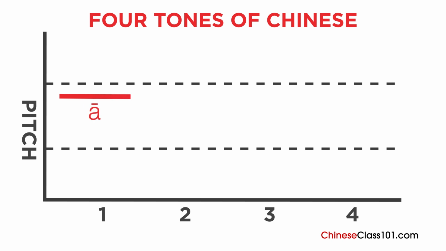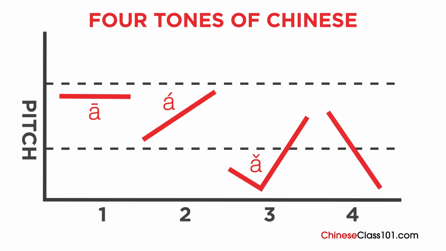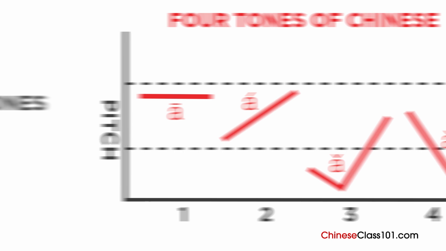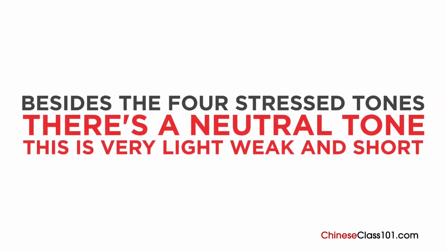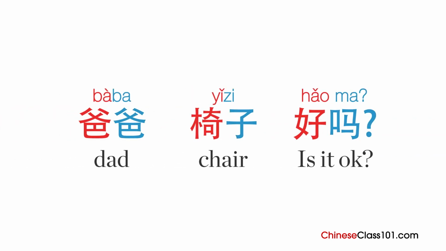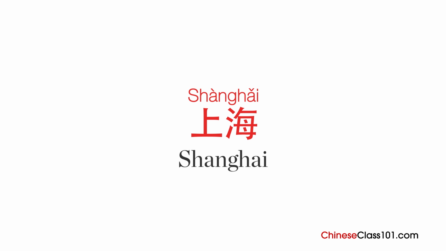The second tone starts with a middle pitch, then rises quickly. The third tone goes down from a low pitch, then rises to the middle of the pitch range. The fourth tone falls sharply and quickly from a high pitch. Besides the 4 stressed tones, there's a neutral tone. This is very light, weak, and short. Pay attention to the second syllables of the next examples. Baba, yizi, hao ma? Let's recap what we've learned by breaking down a word in Pinyin.